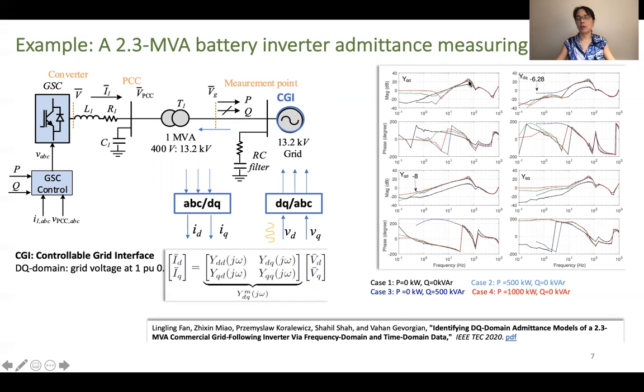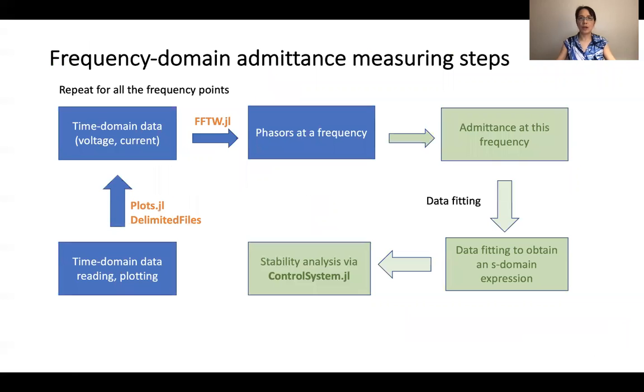We can grab the entire frequency domain responses for this guy. It is the admittance. All right, so now what is the most important stuff in this procedure? It's very data intensive.